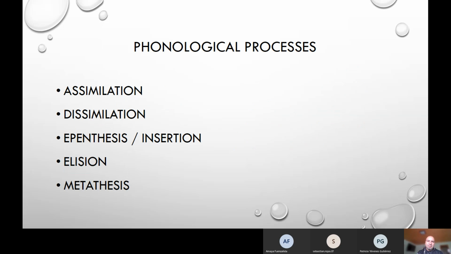When we talk about phonological processes, basically we're talking about the same thing as features of connected speech. Among them we have assimilation, dissimilation, epenthesis, or basically insertion, elision, metathesis, and many other phonological processes. What we're going to be doing today is focusing on assimilation. Assimilation is going to be the first phonological process that we're going to pay attention to today.